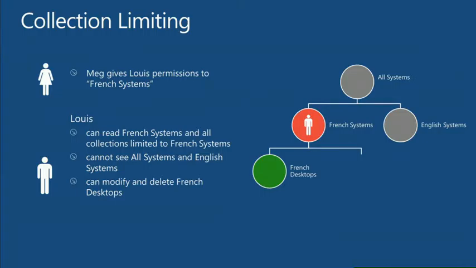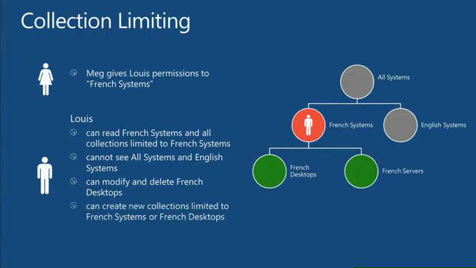So he might be able to go and change the query, or he can add a different collection underneath French systems for other things he wants to manage. Maybe he's going to get more granular with some of these collections. But since he's read-only at the French systems level, he won't be able to modify the query that's assigned to him and give himself more rights or anything like that. Likewise, he won't be able to see the peer collection of English systems, which is going to be for Anthony.